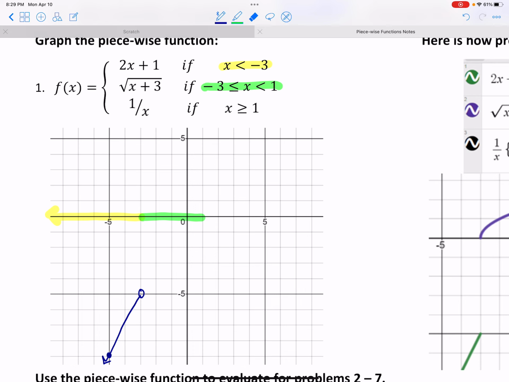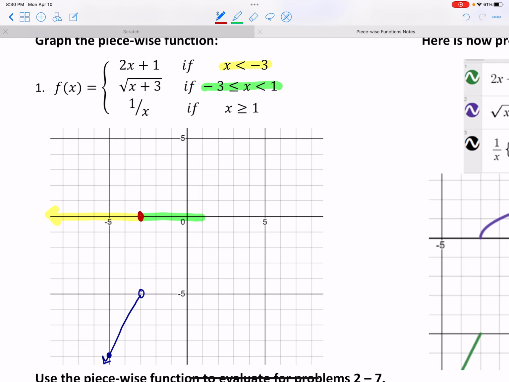So let me input the -3. When I input the -3, -3 plus 3 makes a 0. The square root of 0 is 0. So at -3, 0 is where this graph is going to start. And because we're including -3, we're going to start at (-3, 0) with a closed point.